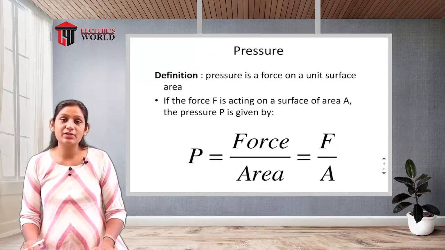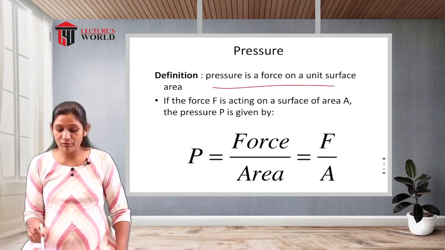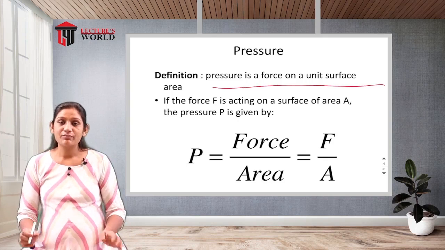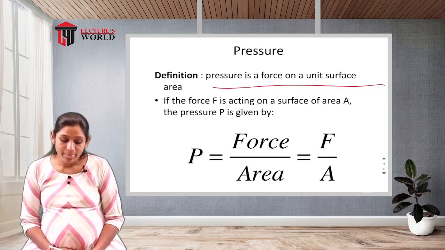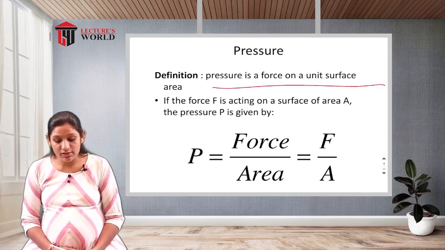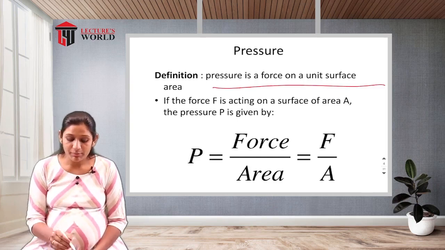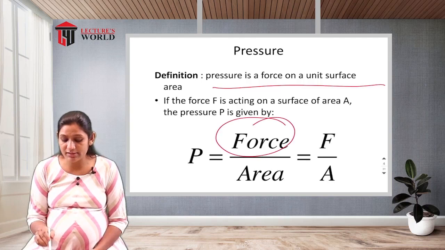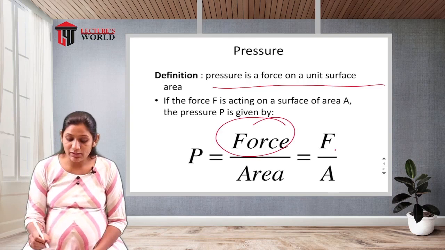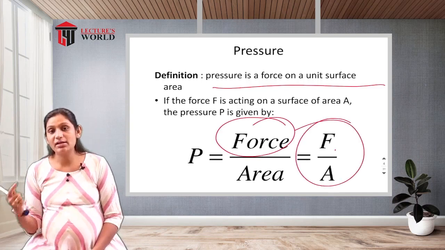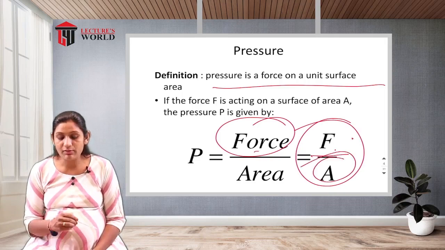In our school age, we already studied pressure. The definition: pressure is the force on a unit surface area. If a force F is acting on a surface of area A, the pressure P is given by P is equal to force upon area, which is F upon A. This is the calculation formula, where F is force and A is area.